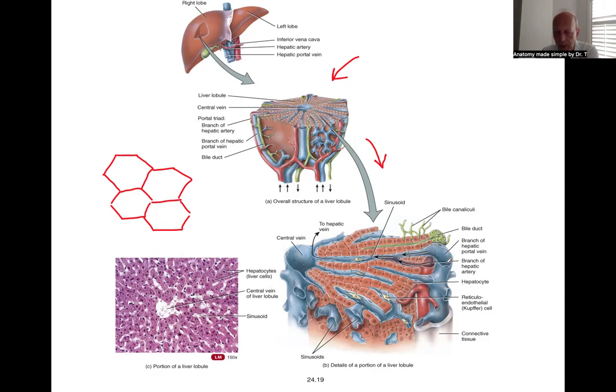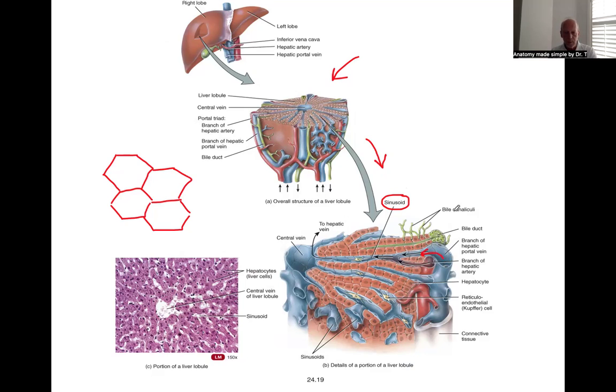A branch of a portal vein, which is very peripherally located relative to the lobulus, is opening up, and it drains the venous blood into capillaries of a very specific type. They're sinusoid capillaries, quite wide and irregular in shape, so they actually slow the blood flow down.